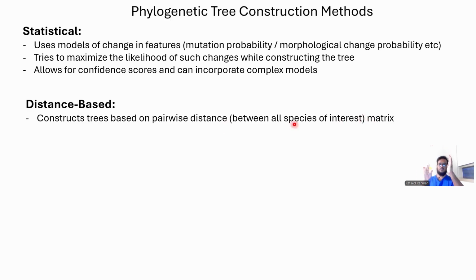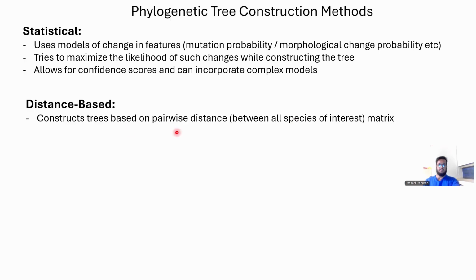So if you have three species, say cat, dog, and human, you need a matrix which shows you the distance between human to human, human to cat, human to dog, cat to cat, cat to human, cat to dog, and so on and so forth. So all possible paired distances, basically. That is a distance-based phylogenetic tree construction method.